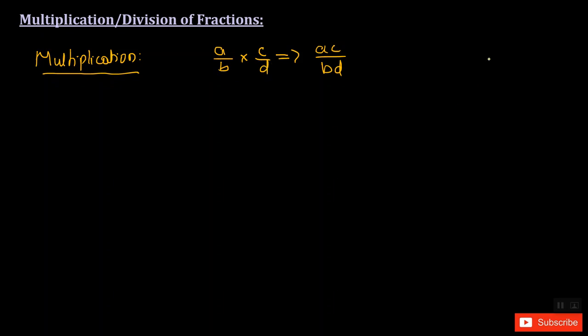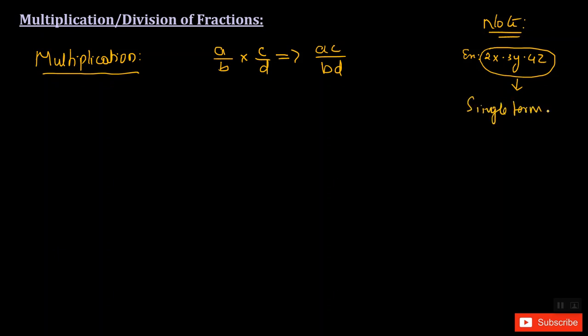It's very important to know, if I'm writing an example, let's take 2x times 3y times 4z. 2x times 3y times 4z is considered to be a single term, isn't it? So this is a single term with 3 variables.